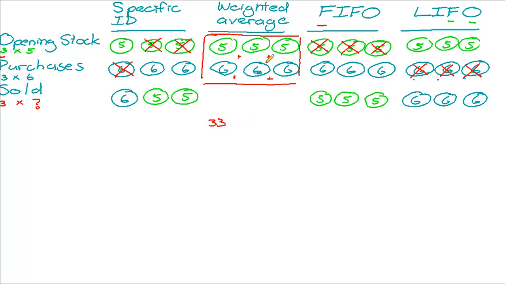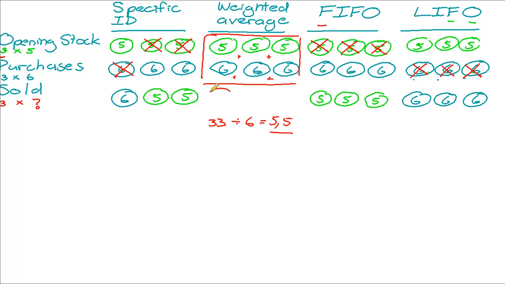And how many pies did we have? We had 6 pies, divided by 6. Remember, an average you calculate by adding up all the numbers and then dividing by the number of numbers that you added. So we add up all the numbers, we get 33 divided by 6. That is going to give us 5 Rand 50. So this is the price that we're going to record the sales under the weighted average method.